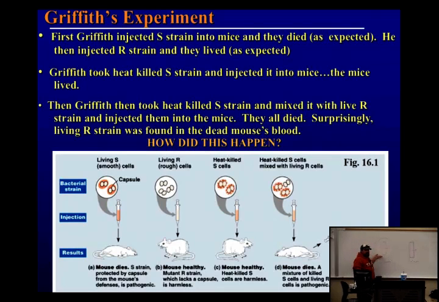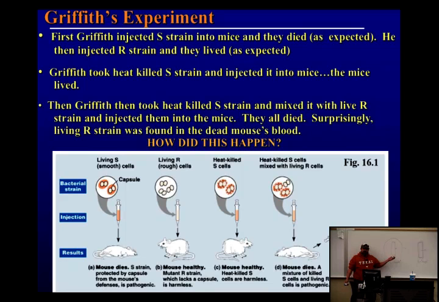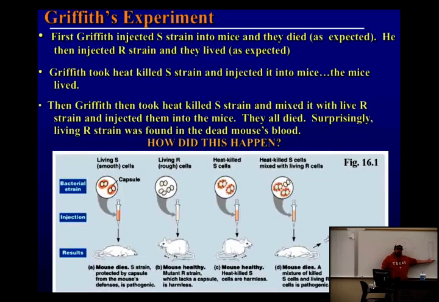Then he took these and he heat killed them. You guys watch survivor shows where you can boil water for 10 minutes and kill all the bacteria in it. So he did that. He injected the dead S strain into mice, and what do you think happened? They lived, right? And then he did something weird. He took the dead S strain, mixed it with the live R strain, and injected them into mice. What do you think would happen?